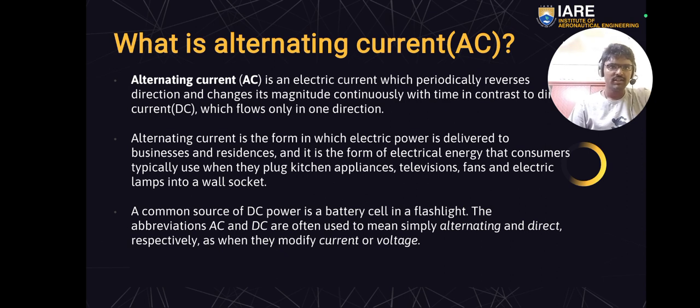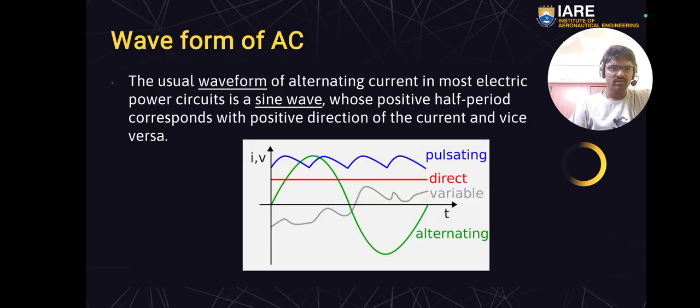A common source of DC power is a battery cell in a flashlight. The abbreviations AC and DC, alternating current and direct current, are often used to mean simply alternating and direct respectively, as when they modify current or voltage. So this is a brief introduction about alternating current. So let us see what is a waveform of alternating current.